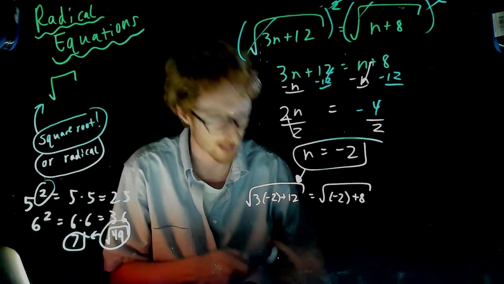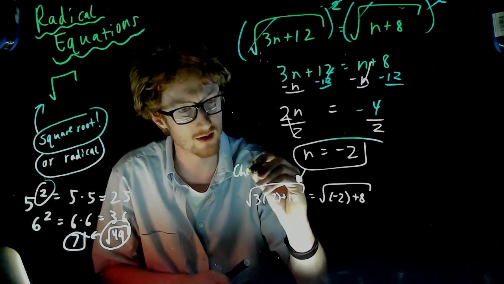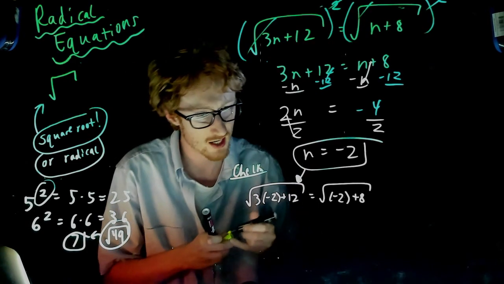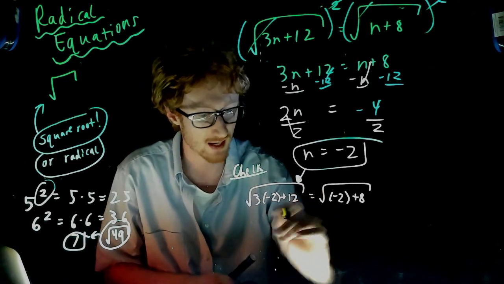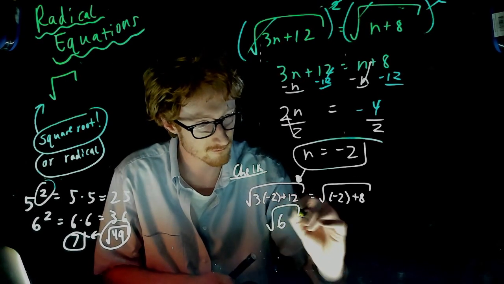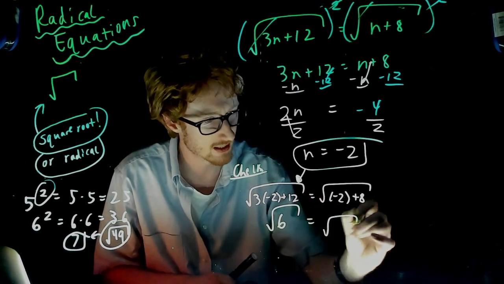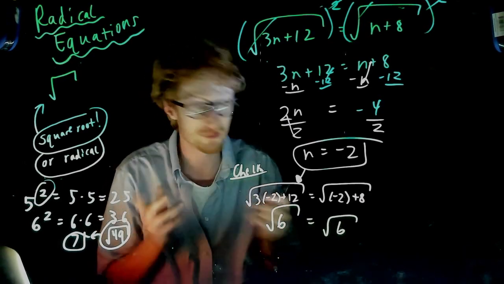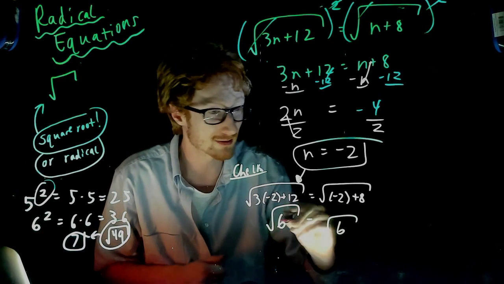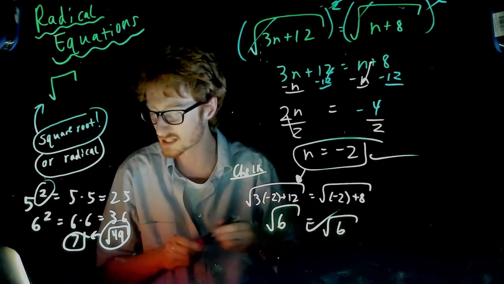I'm going to put the word check up above here just so I know I'm checking my work. That's what this mess is. So, again, I'm going to figure out what this is. 3 times negative 2 is negative 6, plus 12 is positive 6. So, equals negative 2 plus 8 is 6. Now you can type in your calculator square root of 6, but either way, look, left and right side are the same, so that means negative 2 is indeed an answer.